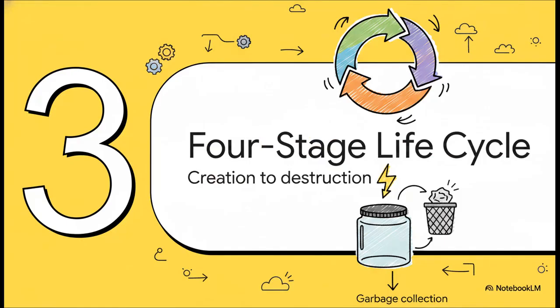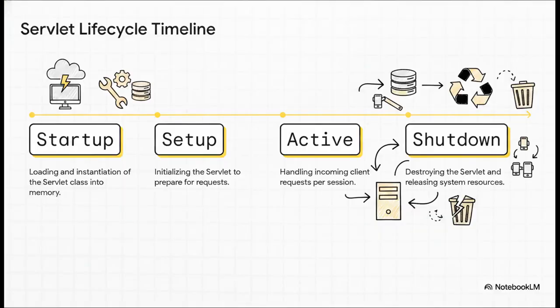Let's move on and see how this builds in Section 3, the 4-stage lifecycle, from instantiation to garbage collection. You see, the life of a servlet is strictly managed by its container through 4 very specific chronological states. First up is startup. This is where the container loads the servlet class into memory and actually instantiates it. Next is the one-time setup, or initializing phase.